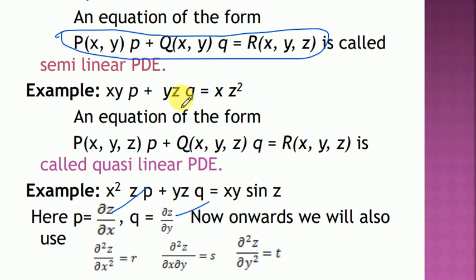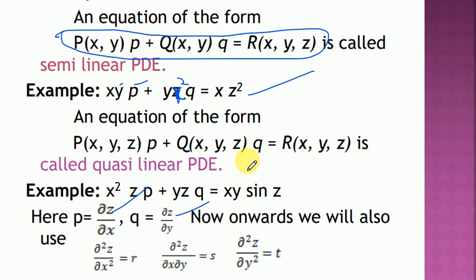As an example, we can think that xy p, yes, this is the function of x,y multiplied by p, then that means the coefficient of small p is xy, and the coefficient of q is the function of x,y. It should be function of x,y. So here suppose it will be yx² q is equal to right hand side function of x,y,z, so xz². Yes, it is right now. So this is the example of semi-linear partial differential equation.